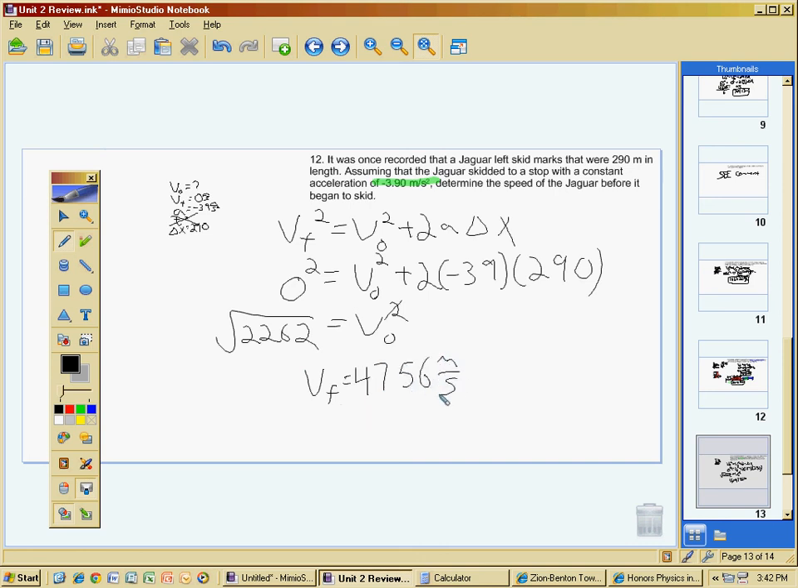meters per second. Now, don't forget, when you take the square root, you have to add a positive or negative in front of it. So once again, we've got to ask ourselves the question, should it be positive or should it be negative? Well, remember, when you are slowing down, acceleration has to have an opposite sign of velocity. So if you're slowing down and your acceleration is negative, well, your velocity better be positive. So we're going to leave that as positive 47.56.